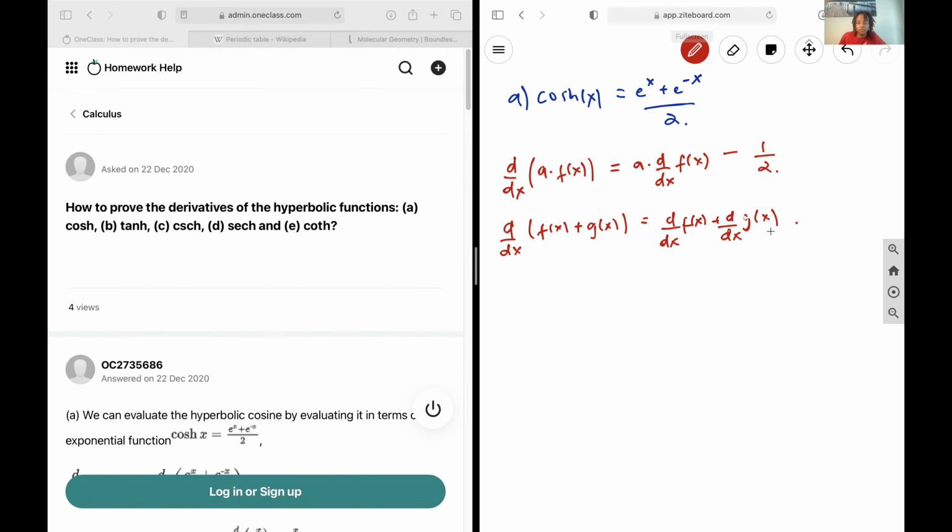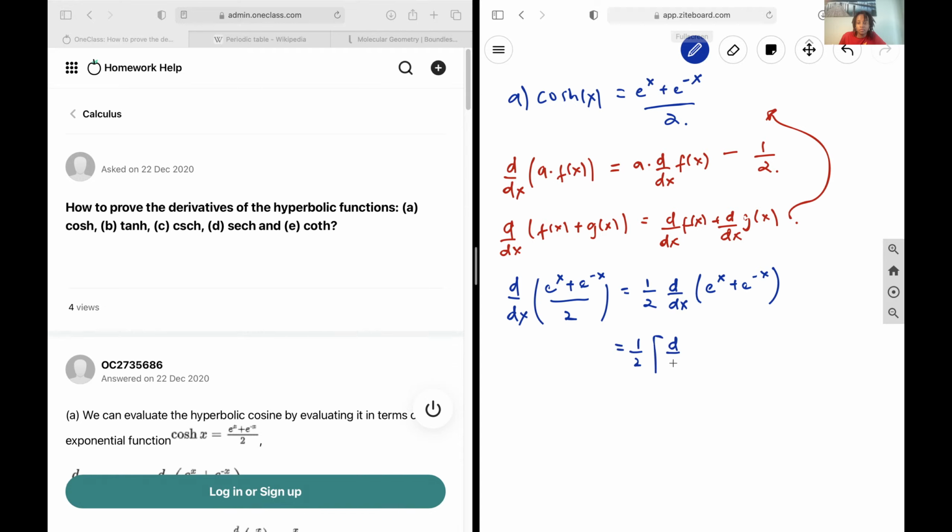And so how we're going to apply this is to separate the e to the power of x and the e to the power of negative x, and those are two derivatives that we can easily find instead. And so this means that d over dx of e to the x plus e to the minus x over 2 is going to be equal to 1 over 2 into the derivative of e to the x plus e to the minus x, and then we're going to separate them into d over dx of e to the x plus the derivative of e to the minus x.